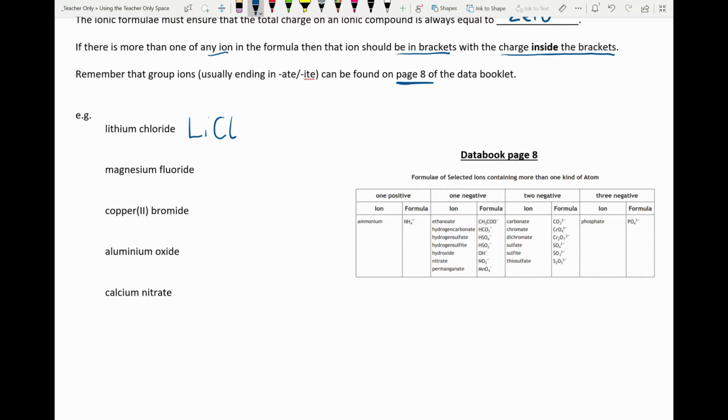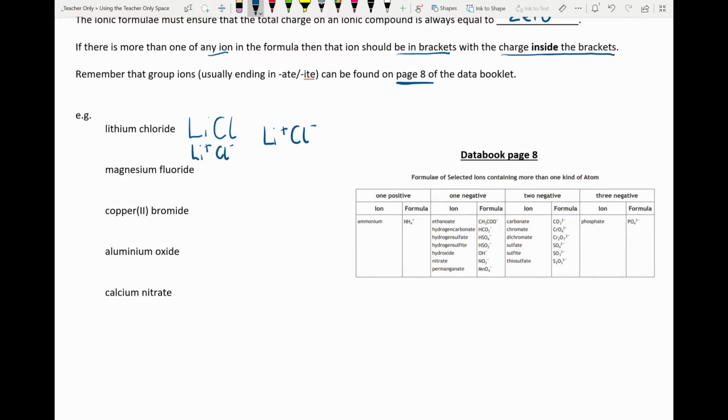Lithium is a group 1 metal, so the charge on a lithium ion is Li+, and the charge on a chloride ion, group 7, non-metal, valency 1, is Cl-. So when we're putting that together, because there's only one of each, it's a really straightforward one. It is simply written as Li+, Cl-.